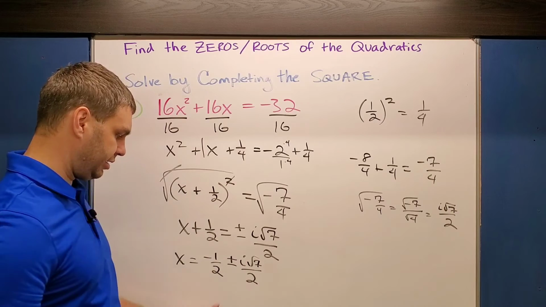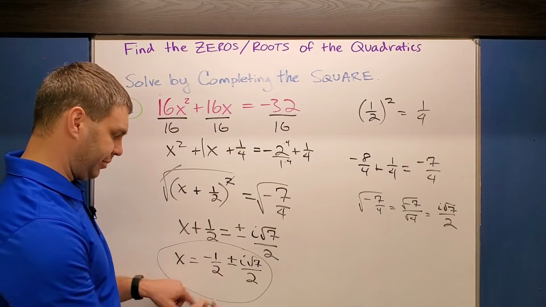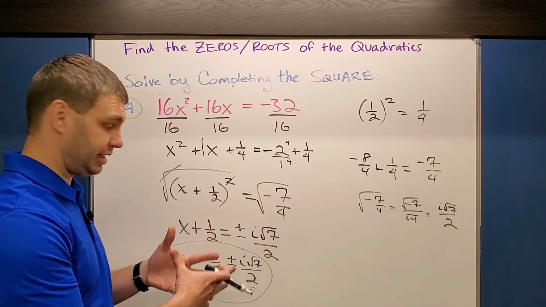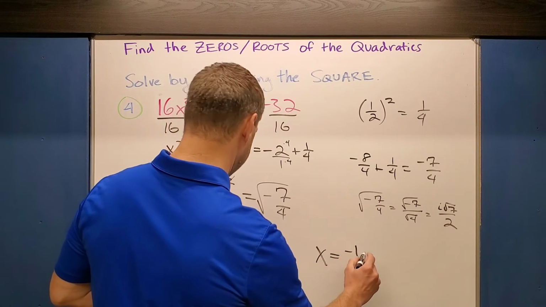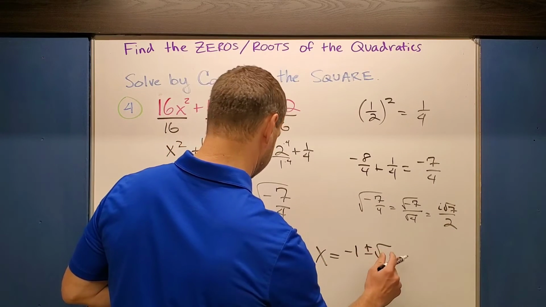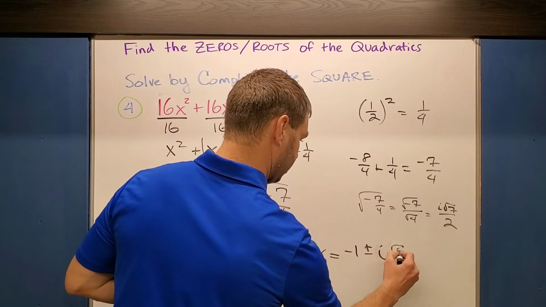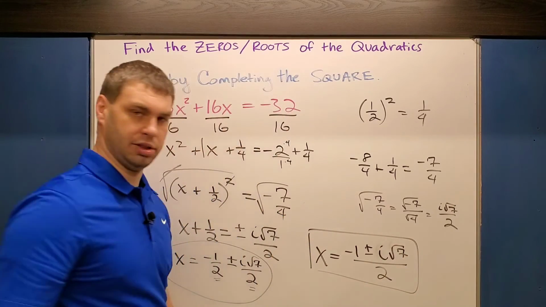Okay, and then one more step. Your teacher might let you leave it like this, but if these are the same denominators, they might also want you to put those tops together. In other words, it would look like this. x equals -1 plus or minus i root 7, and then all over 2, just like that.